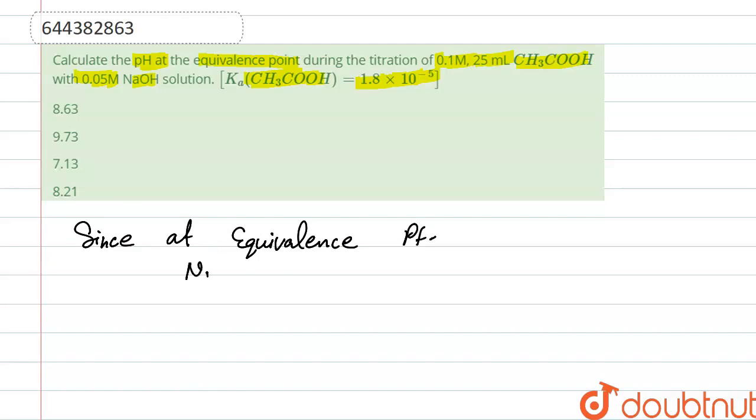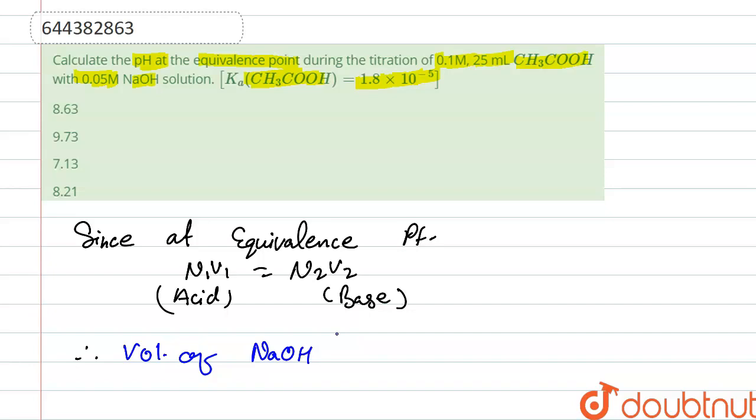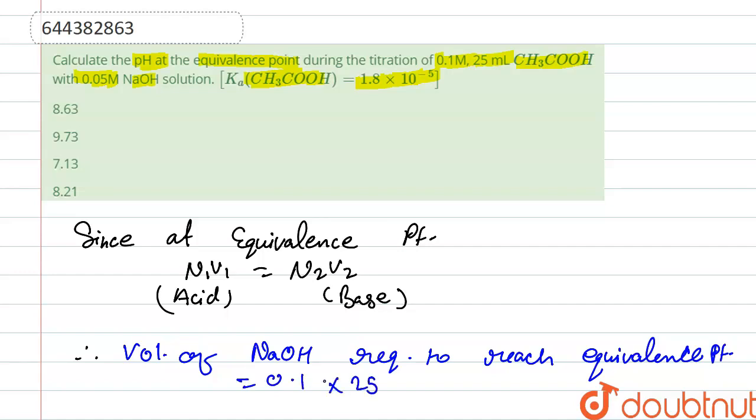point N1V1 is equal to N2V2, it is for acid and for base, right? So volume of NaOH required to reach equivalence point is 0.1 into 25 upon 0.05, right? 0.05, so it is 50 ml.